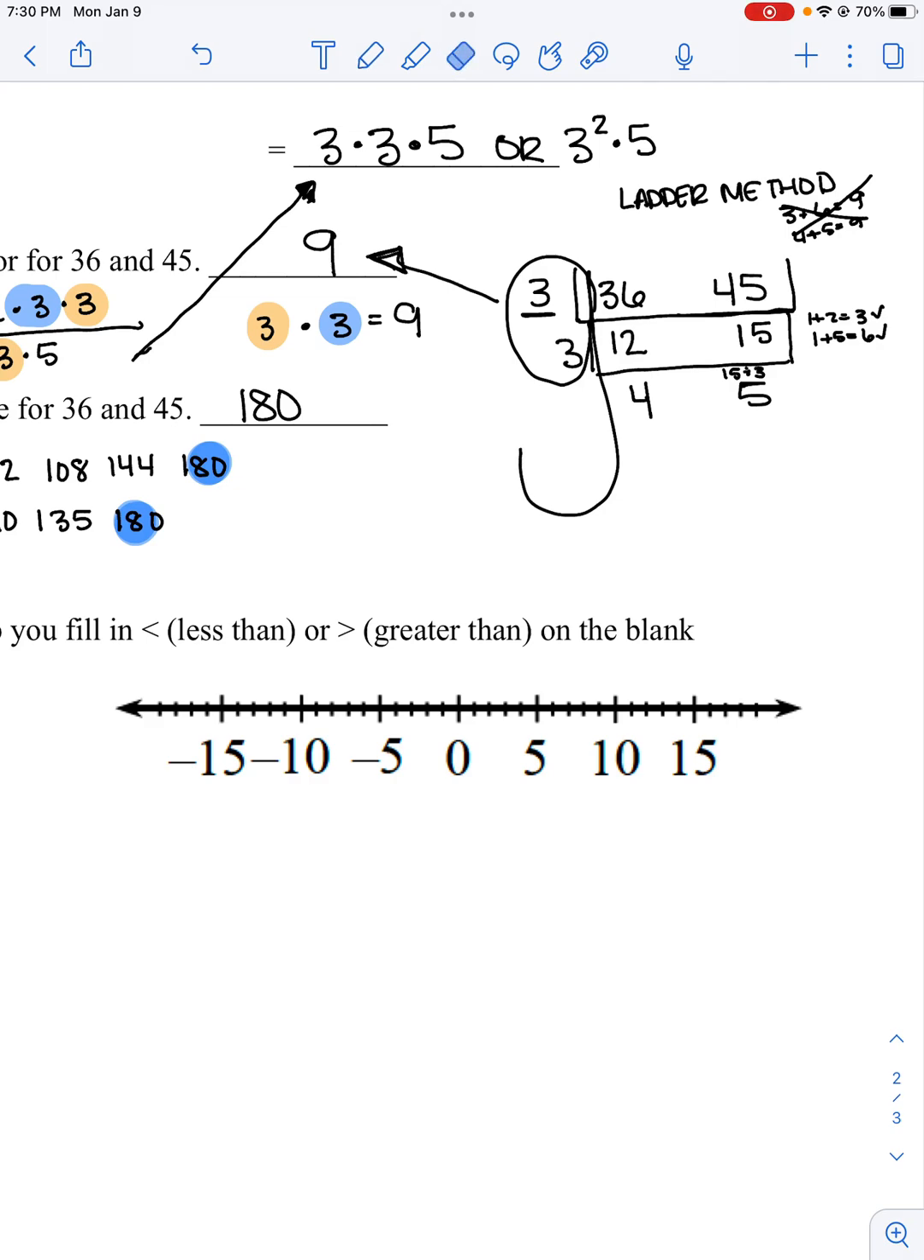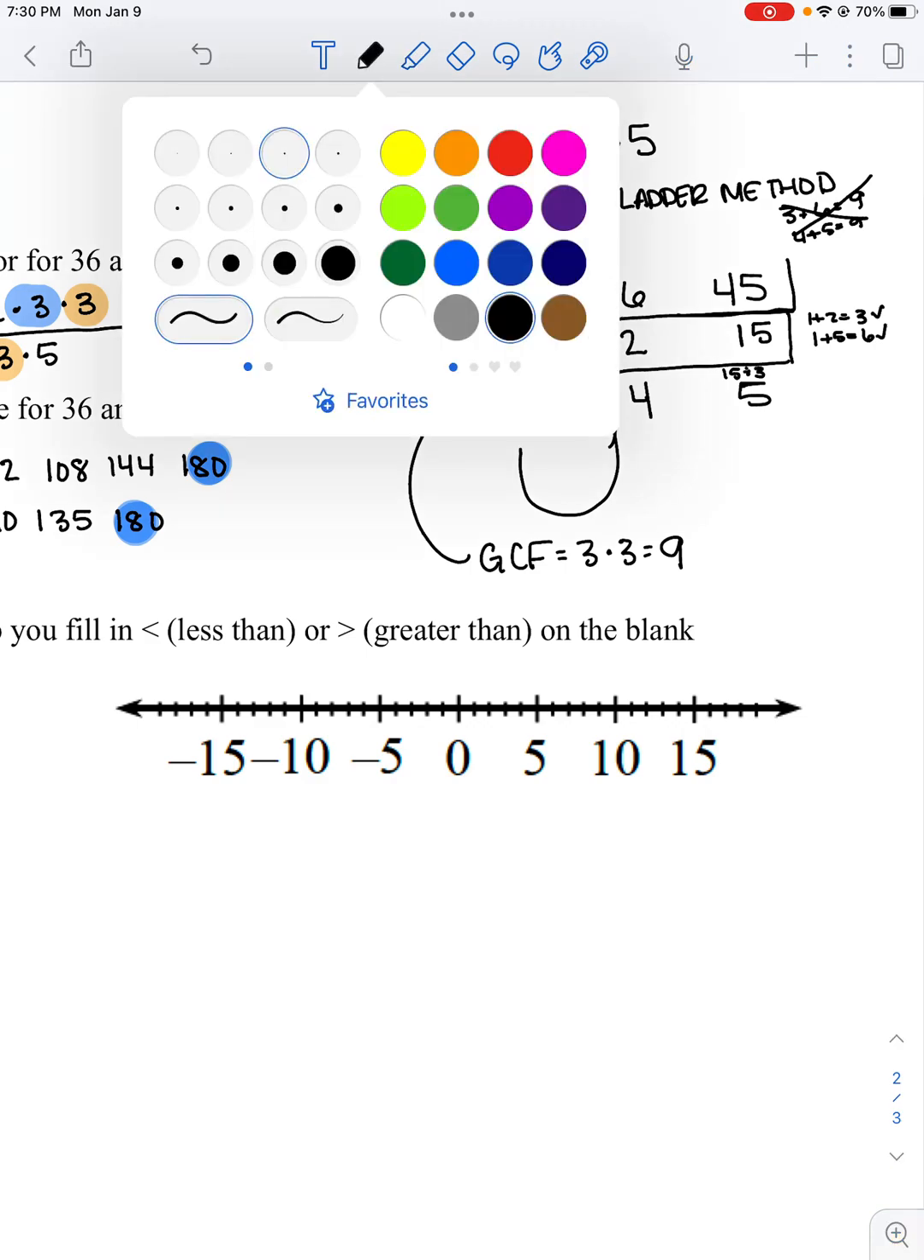The first thing that I'm going to do is look at my numbers across the side. I have 3 and 3, which means that for my GCF, I take 3 times 3, which is 9. We, again, have already done that.